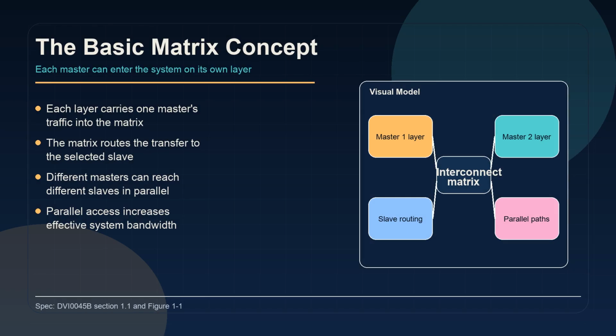Each master enters the system on its own layer, and the interconnect matrix routes that traffic to the chosen slave. If two masters are going to different targets, both transfers can make progress at the same time. That is the key gain from the architecture.